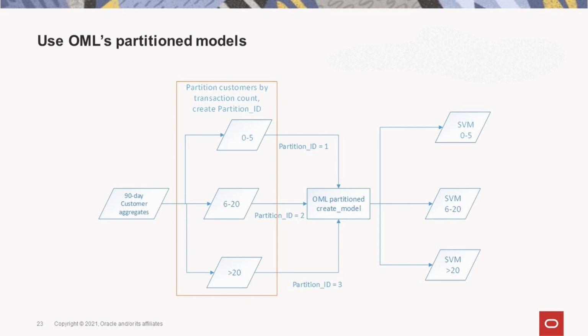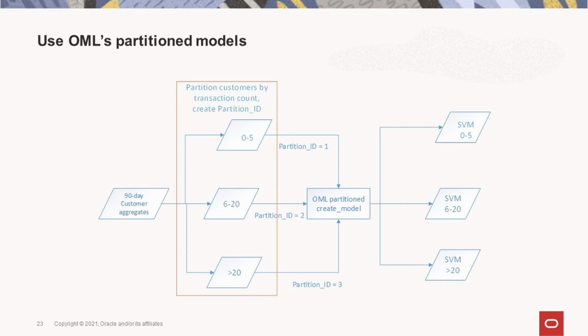The other thing I mentioned earlier is using OML's partition models. Here's the details of what we do. We take the customer day aggregates. I'll discuss the 90-day annotation later. This is the customer aggregates that we have been talking about. We partition the customers by their total transaction count. As you saw earlier for the features, we have a total transaction count of that snapshot in time for the set of customers.